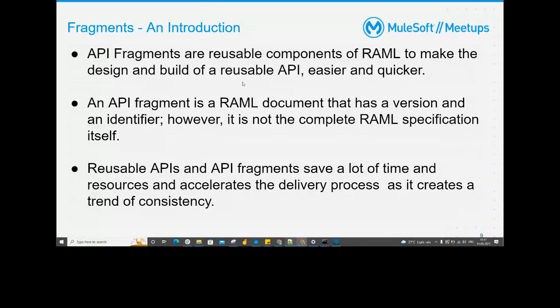Great. So, as I was talking about API fragment, an API fragment is a RAML document which has a version and an identifier. It will have a version and identifiers also, but it is not a complete specification itself. It's just a piece of code which can be reused in your API specification whenever it is needed. This helps you change your actual API specification whenever you need to, because you are not dependent upon hard coded code written in your specification.